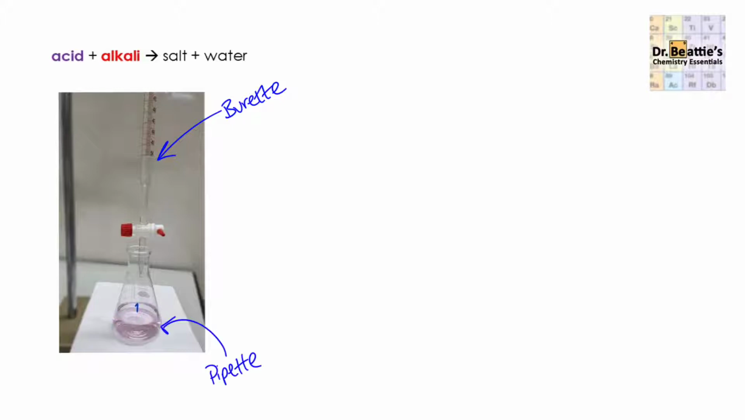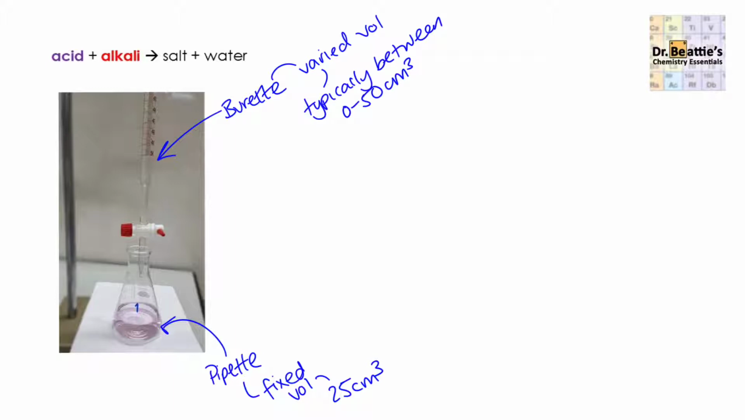The pipette gives a fixed volume. It is usually 25 centimetres cubed. Whereas the burette is a bit like an upside down measuring cylinder, where 0 starts at the top and then goes all the way to usually 50 centimetres cubed. And this allows you to have any volume between these two values. You can get larger burettes and smaller burettes.